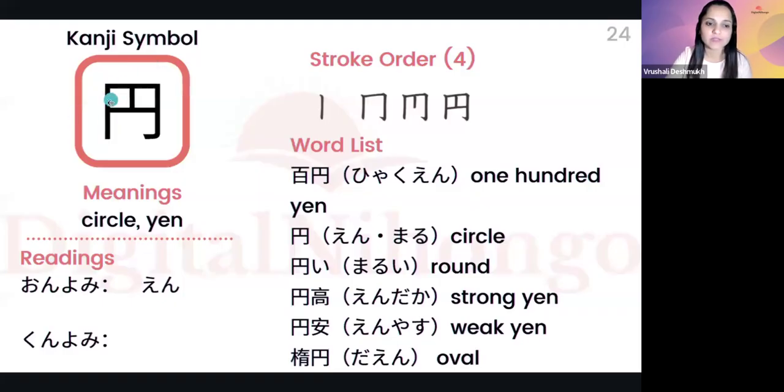This is a very simple kanji to remember from the kanji of rice field, if you remember. Rice field is a complete square, right? Here we don't have a complete square, but only half part is there of that kanji.